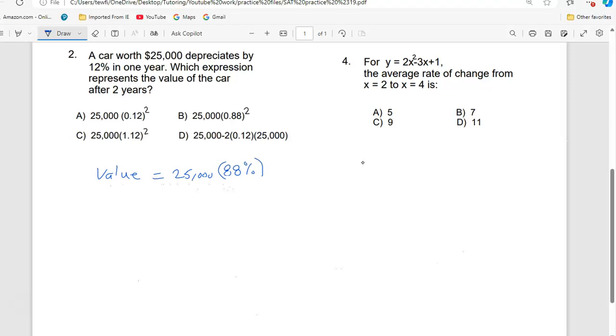So you take this and you multiply by another 88%, because we're looking for 2 years. So you can put it as a square. That's 2 years. So you have 25,000 multiplied by 0.88 raised to the second power, and that's it. You don't have to calculate anymore, because that is choice B.